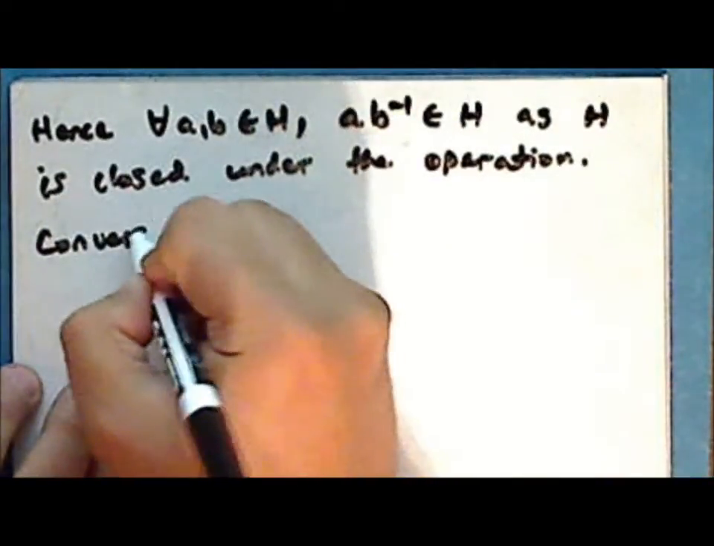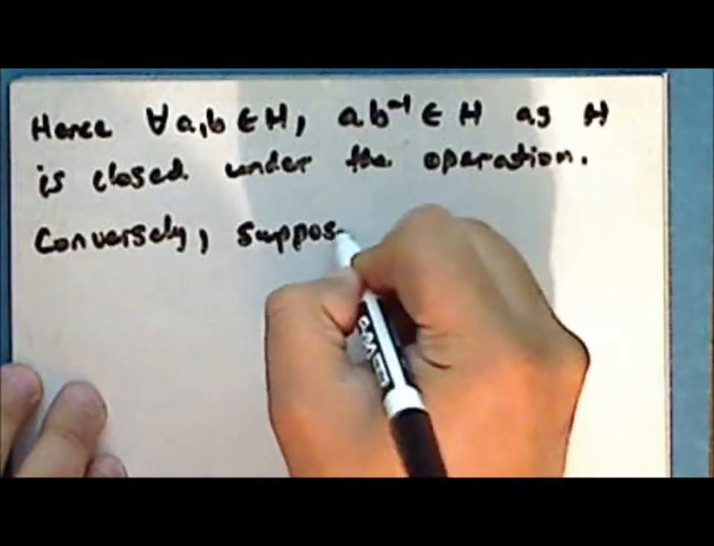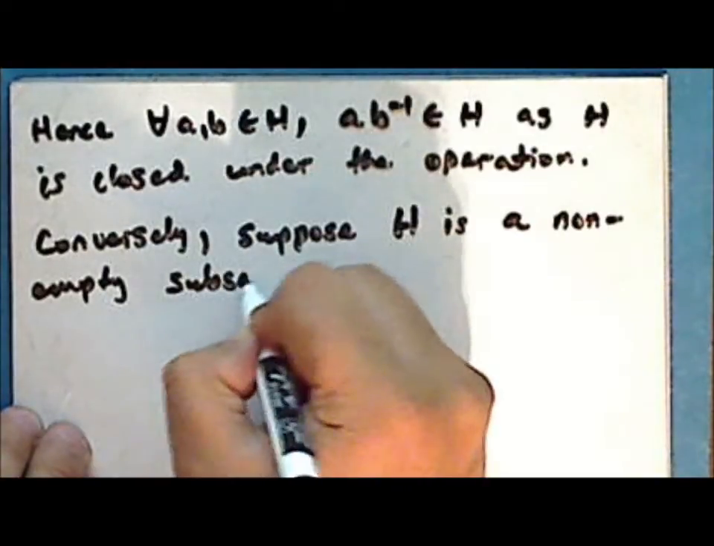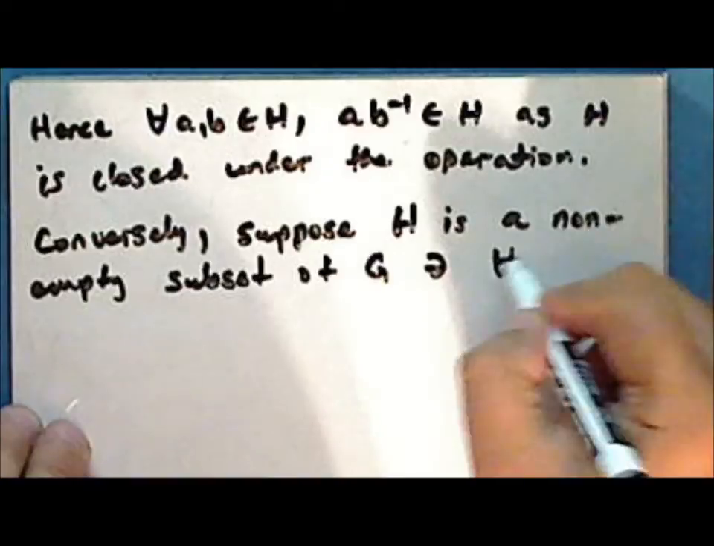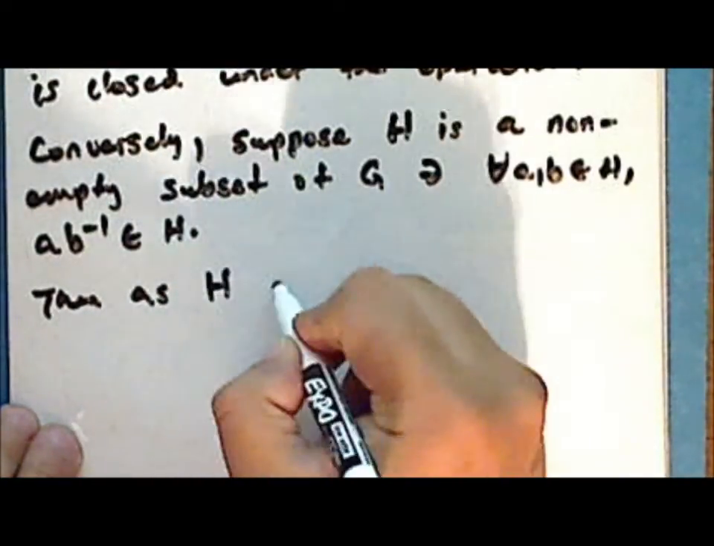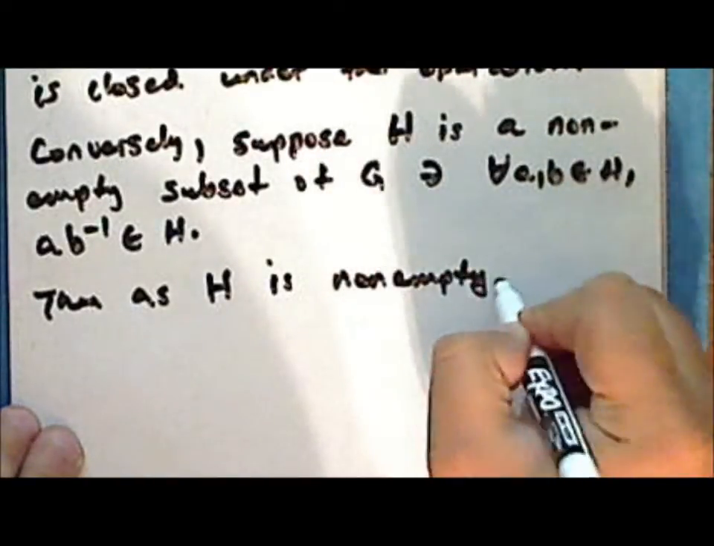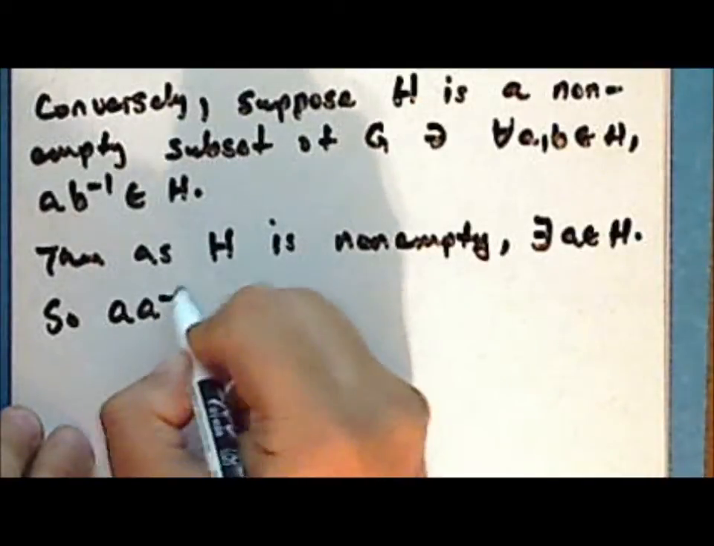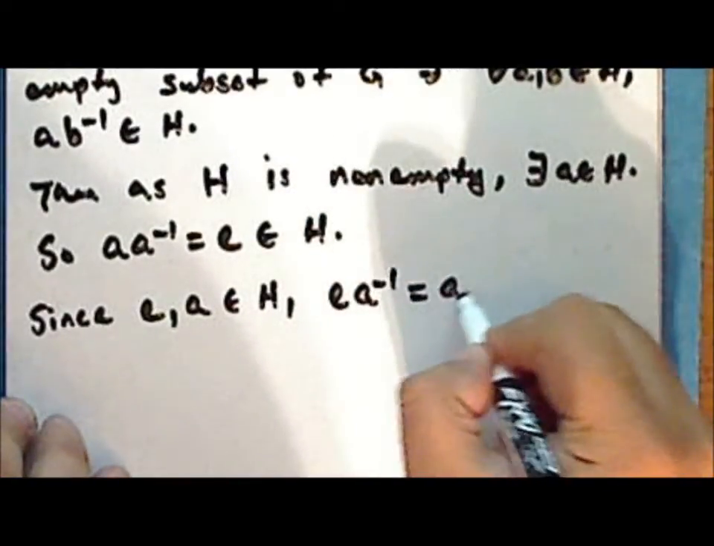So conversely, suppose that H is a non-empty subset of G such that for every two elements A and B in the set H, the operation of the element A with the inverse of B is in the set H. Then, as H is non-empty, there exists at least one element A in the set H, and so the operation of A with the inverse of A, which is the identity, is in the set H. Now since the identity and an element A is in the set H, the operation of the identity with the inverse of A, which is the inverse of A, is in H.